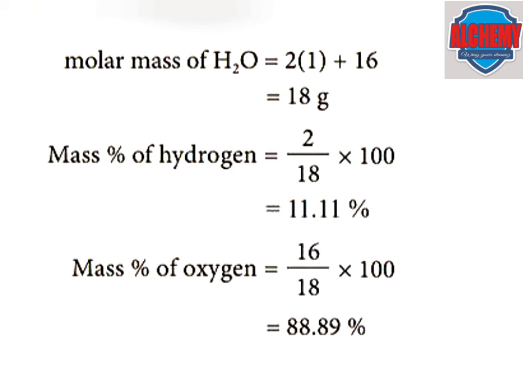We know that the molar mass of water is 18 and the mass percentage of hydrogen is given by 2 divided by 18 into 100, that is equal to 11.11%, and the mass percentage of oxygen is 16 divided by 18 into 100, that is 88.89%.